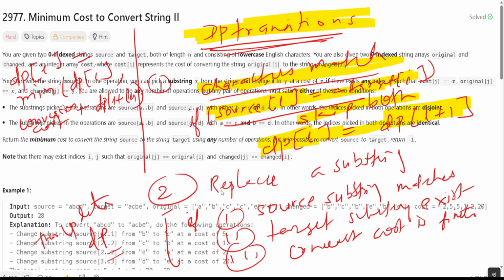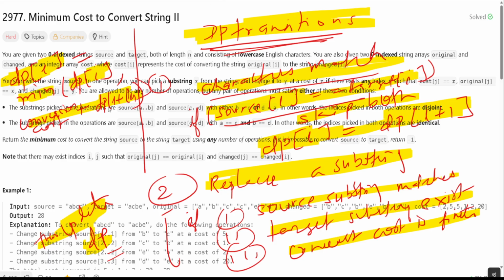Then the other case will be that we replace the substring if the characters are not matching. There are only three conditions: if the source substring is matching, if the target substring exists, and if the conversion cost is finite, then only we will update the DP. How will we update the DP? DP at I is equal to the minimum between DP at I and the conversion cost plus DP at I plus length. So this is what we have to find, guys, and we will update like this.